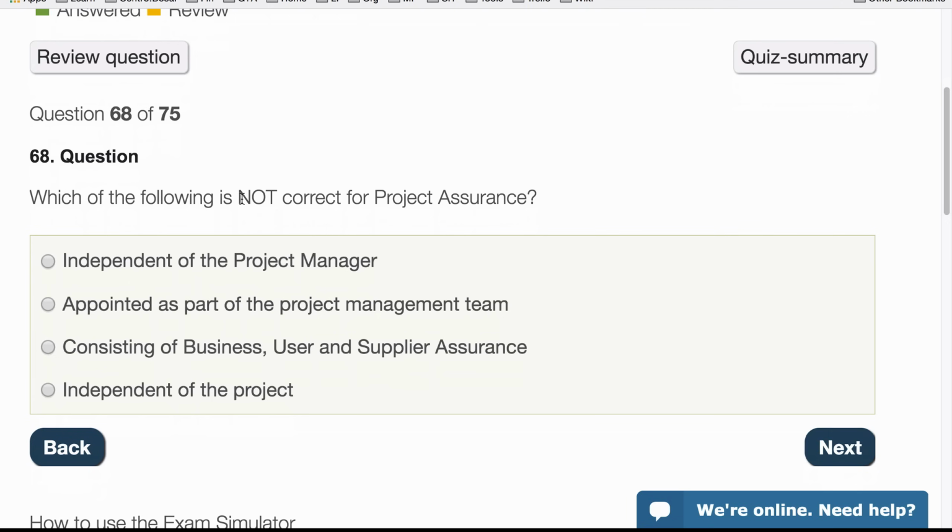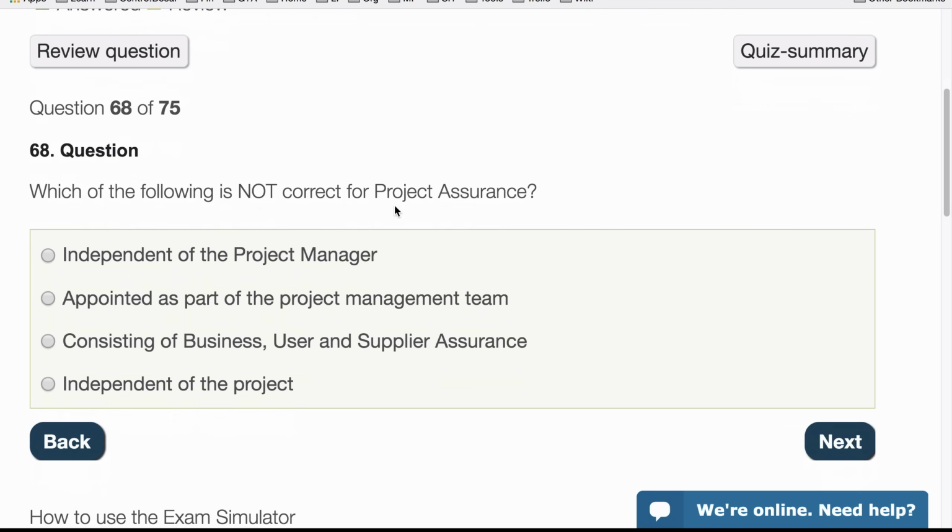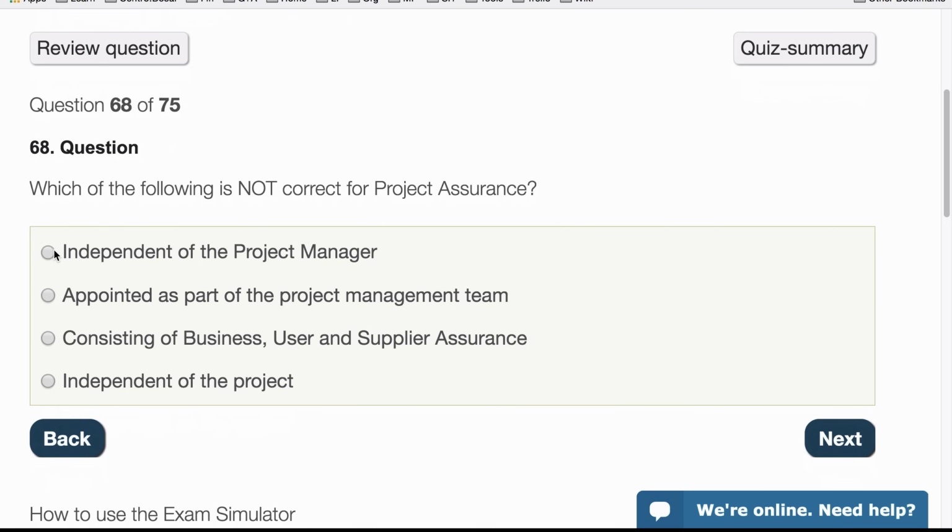Which of the following is not correct for project assurance? So it's independent of the project manager. That is correct. The keyword here is not correct. Appointed as part of the project management team. That's also correct. Consisting of business user and supplier assurance. That's correct. Independent of the project. No, that's incorrect, because they are part of the project, and if it's not done by anybody, it's done by the project board. That's the correct one to choose for not.